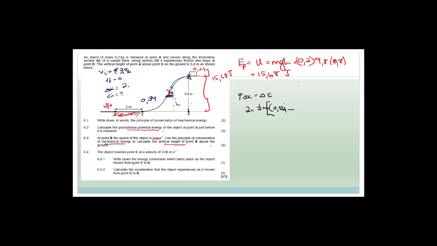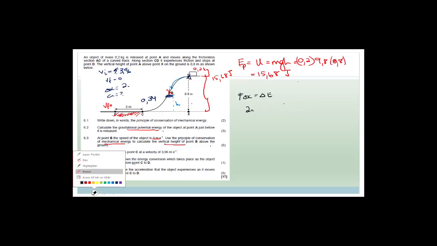minus, what is this, 3.96 minus the initial velocity, which is 0, all over 2, and then the thing here is going to be x. So therefore 2x is going to be 2 times 2. Let me just see if I'm right here. Let me think about this. Let's rather do it like this.